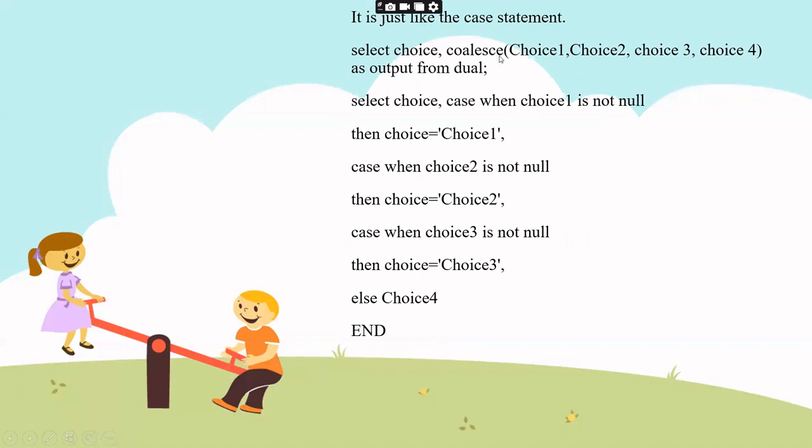Select COALESCE(choice1, choice2, choice3, choice4) as output from dual. Equivalently: select case when choice1 is not null then choice = choice1, when choice2 is not null then choice = choice2, when choice3 is not null then choice = choice3, else choice4 end.